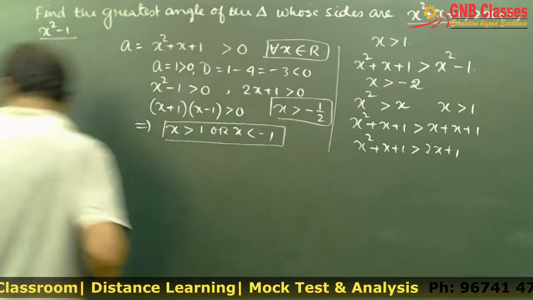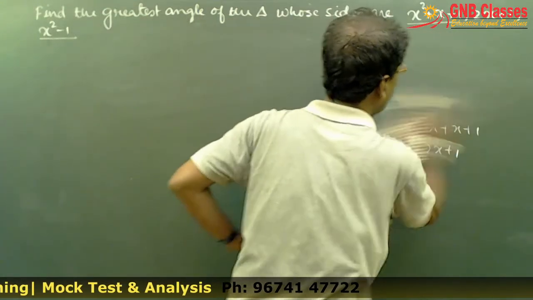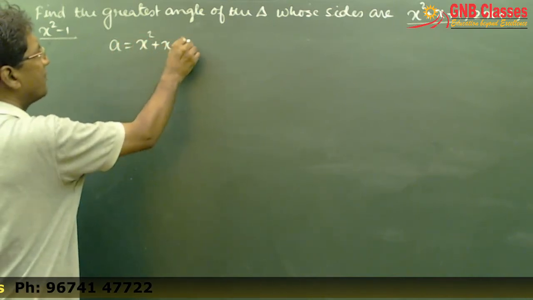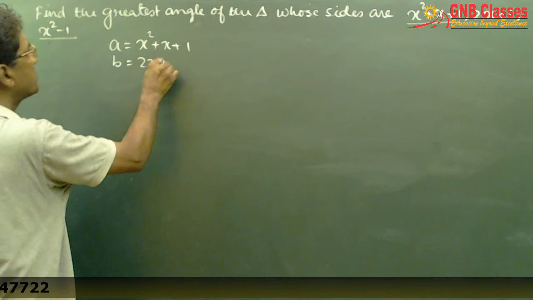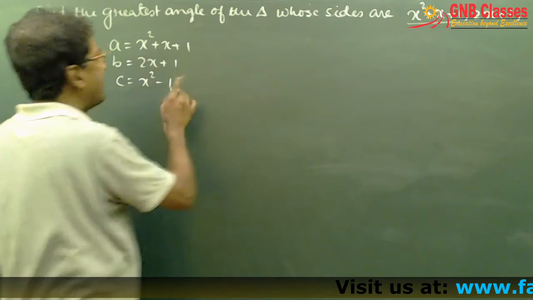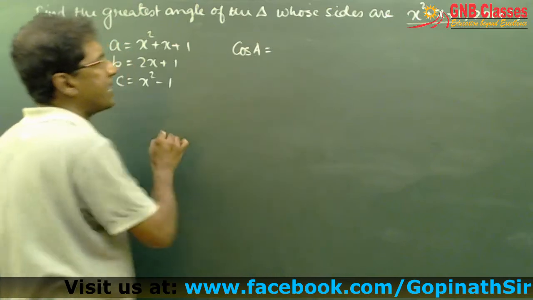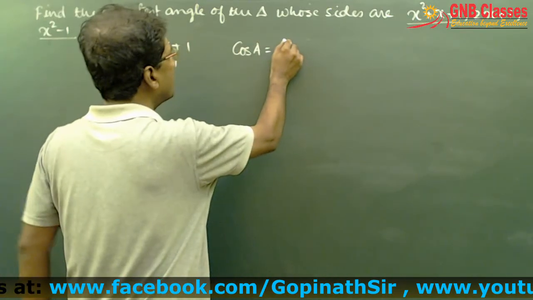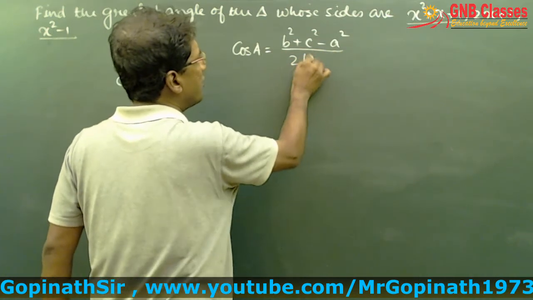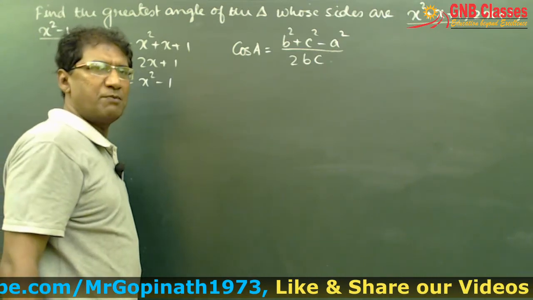Is it clear? Now, let us assume that the side a is x square plus x plus 1, b is 2x plus 1 and c is x square minus 1. So the greatest angle is A. Let us try to find out cos A. So cos A is what? It is b square plus c square minus a square divided by 2bc. Can you remember the cosine formula? So cos of A is b square plus c square minus a square divided by 2bc.